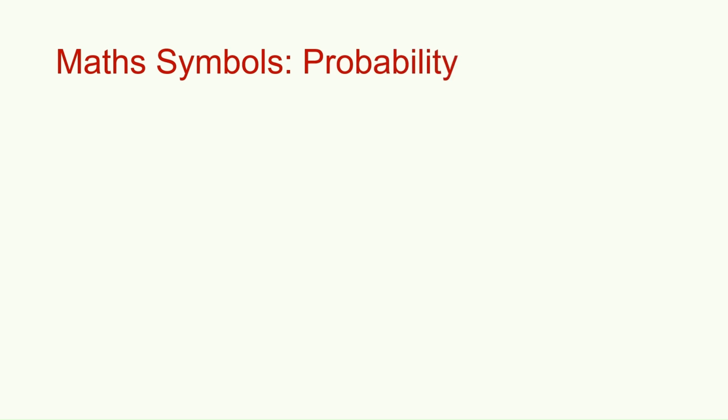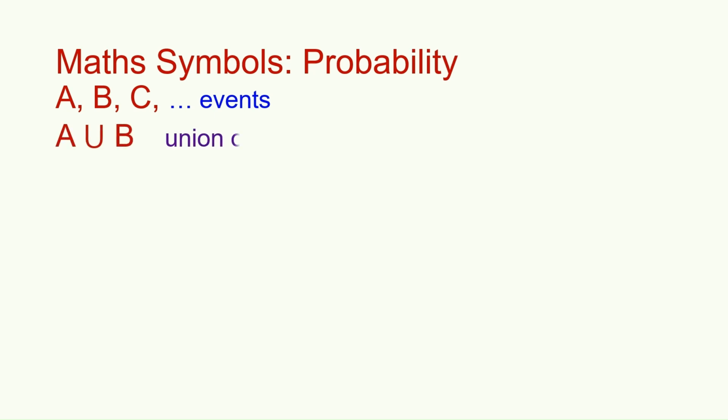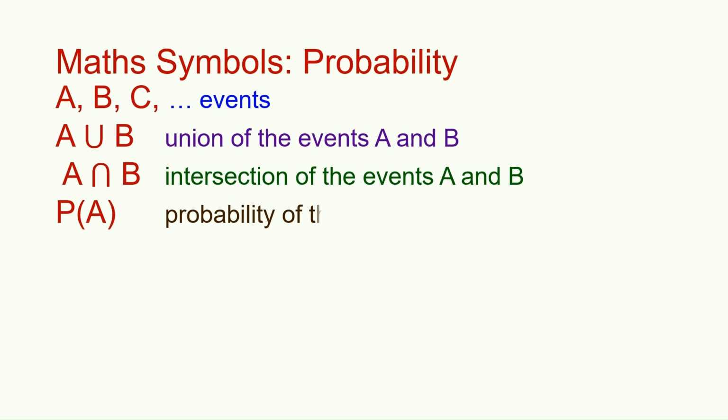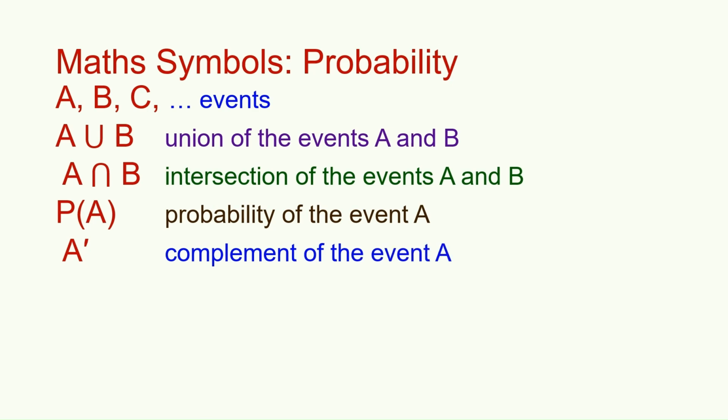Math symbols used in the study of probability. A, B, C: events. A union B: union of the events A and B. A intersection B: intersection of the events A and B. P(A): probability of the event A. A prime: complement of the event A.